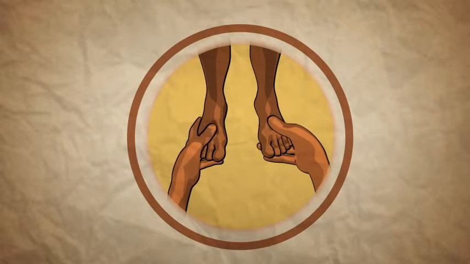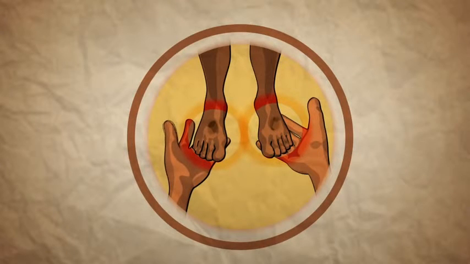And finally, one should feel for edema on both feet by pressing gently with the thumb on the top side of each foot for at least 3 seconds. If a dent remains following the pressing, this is called pitting edema.